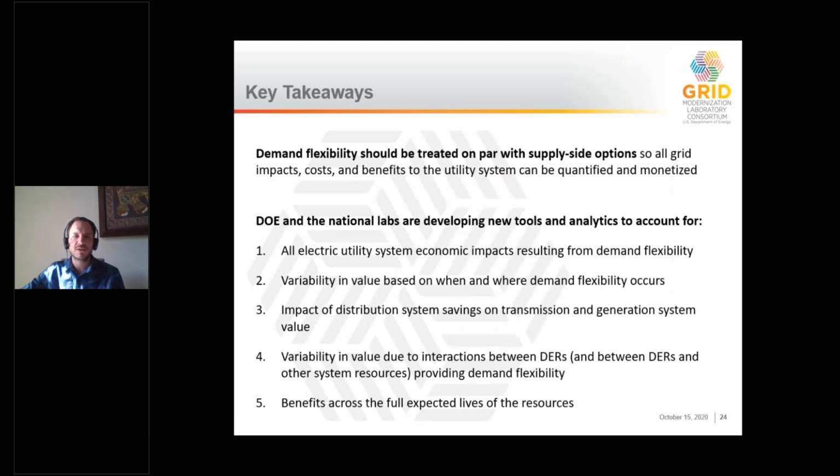Okay, so what are the key takeaways of this presentation? First and foremost is that demand flexibility should be treated on par with supply side options, so the associated grid impacts and benefits, including operating cost reductions, can be quantified and monetized. And second, DOE and the national labs, including NREL, are developing new tools and analytics to account for the full economic impact of demand flexibility, variability in value based on time and location, impact of distribution system savings on transmission and generation system value, variability in value due to interactions between DERs and between DERs and other system resources, and life cycle analysis for demand flexibility.